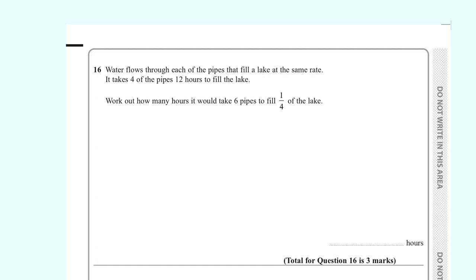Alright, so if it takes 4 pipes 12 hours, 1 pipe's going to take 4 times as long, right? Because the more pipes you have, the quicker it will be to fill this lake. So to get 1 pipe, we need to do 4 times 12. Because it's going to take a long time for 1 pipe to fill. If you imagine you have this massive lake and only 1 pipe going to it, that's going to take ages. Or if you're filling a paddling pool with 1 hose, that's going to take longer than getting like 4 or 5 hoses in there. So it's going to take longer, so we need times.